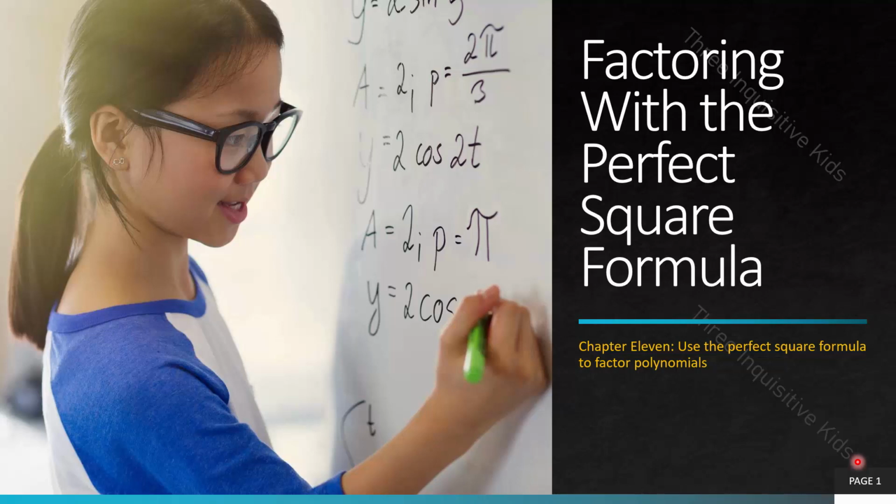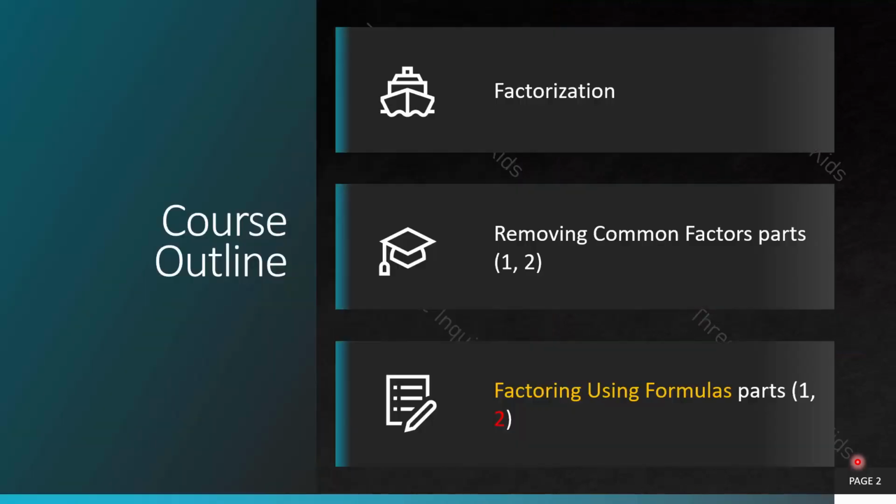Welcome to the last lesson of Chapter 11, Factoring with the Perfect Square Formula. In this lesson, you will use the perfect square formula to factor polynomials.